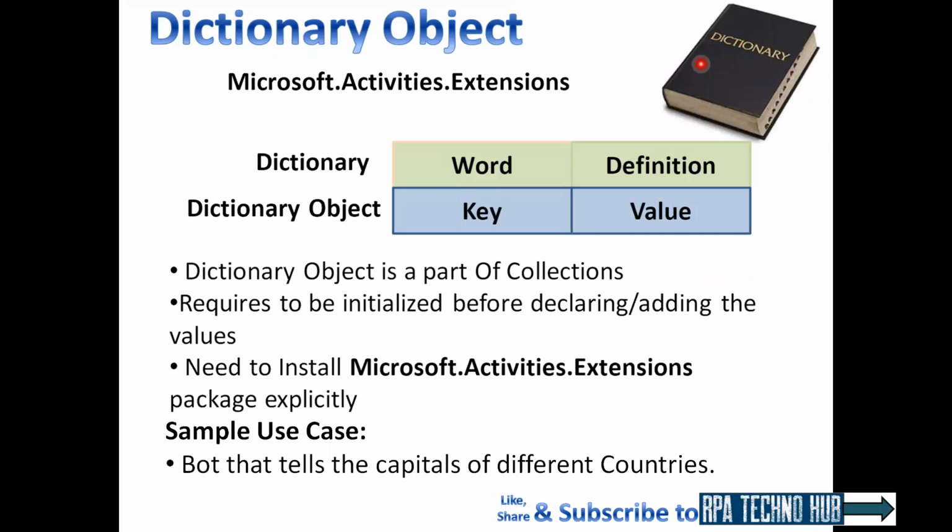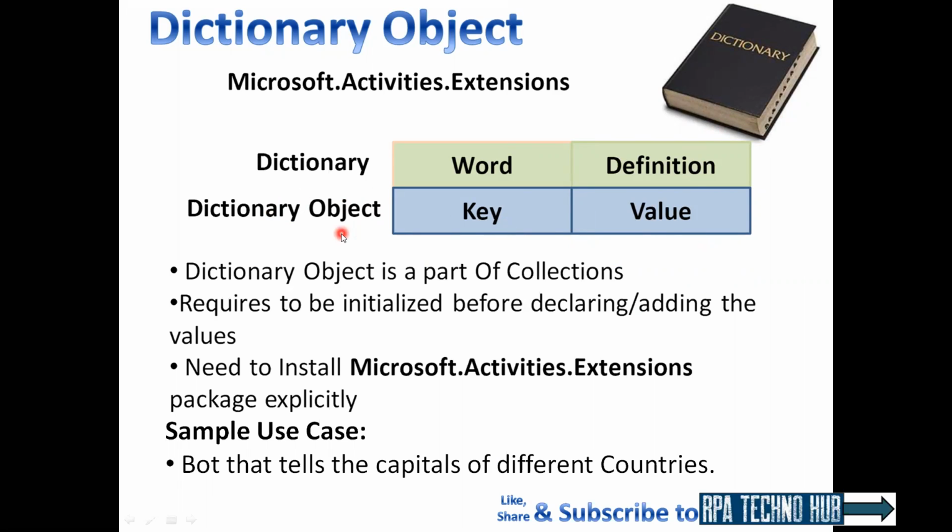What is dictionary object? Before we understand about the dictionary object in UiPath, let us just explore our understanding on dictionary. So dictionary is a book within which we can find the meaning or definition of any particular word, just that that word is required to be present in the dictionary. So dictionary is a collection of different words and their corresponding meanings. So similarly in UiPath, we got dictionary object which holds different keys and their corresponding values.